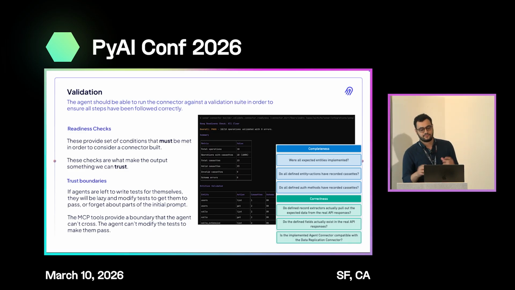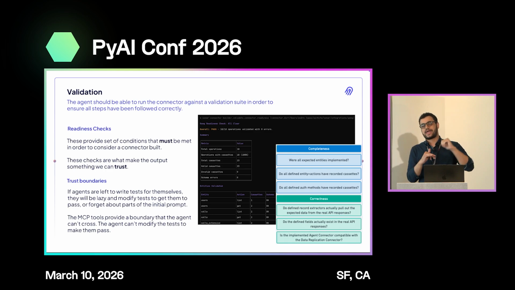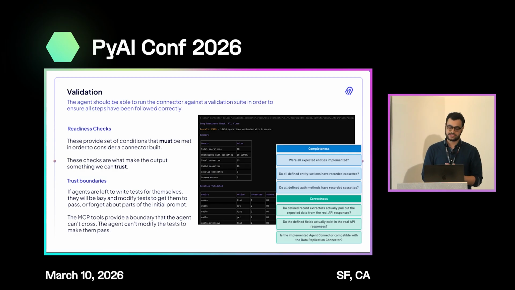These kinds of checks can be broken down into two. One is completeness-related checks. So was everything that we set out to implement actually implemented? And then, using those traces from the cassettes that we talked about before, have all of these entities and actions actually been tested? Have we tested all of the authentication methods that we support?